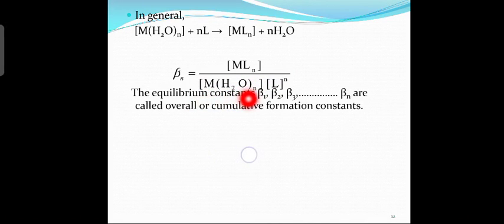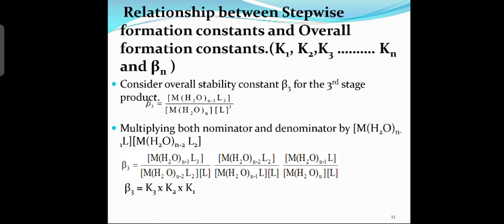The equilibrium constants beta 1, beta 2, beta 3, beta n are called overall or cumulative formation constants. Next slide. Now, what is the relationship between stepwise formation constants and overall formation constants? That means the relation between K1, K2, K3, Kn, etc. and beta n.